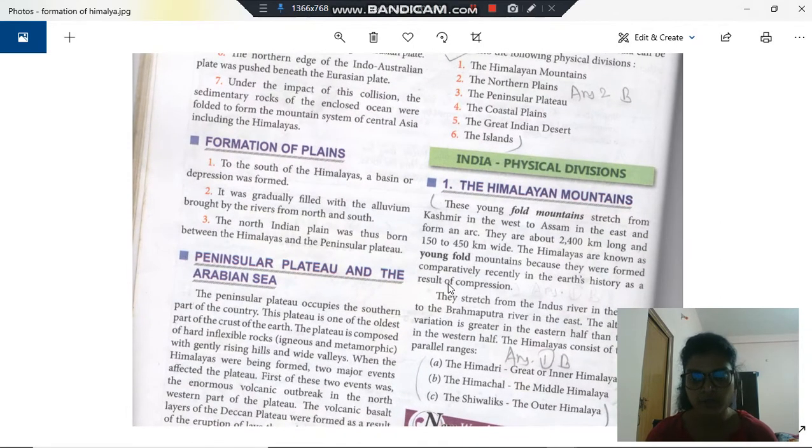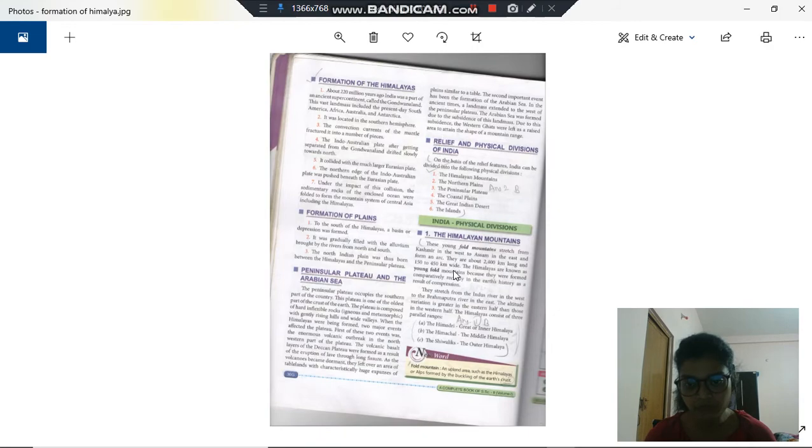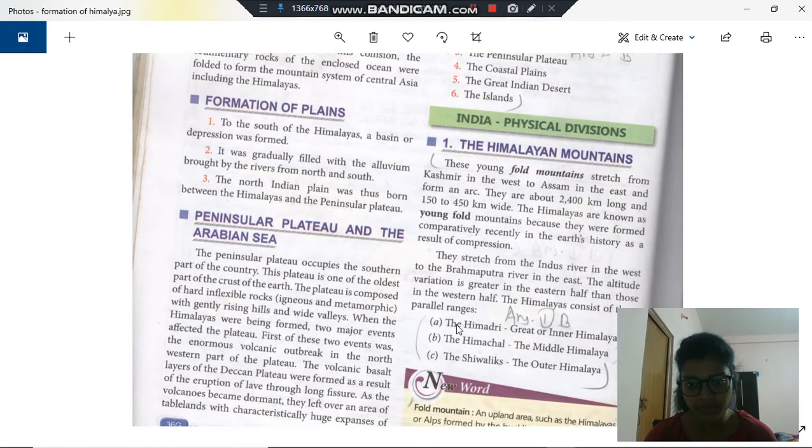Himalayan mountains. These young fold mountains stretch from Kashmir in the west to Assam in the east and form an arc. They are about 2,400 km long and 150 to 450 km wide. The Himalayas are known as young fold mountains because they were formed comparatively recently in the Earth's history as a result of compression. They stretch from the Indus River in the west to the Brahmaputra river in the east. The altitude variation is greater in the eastern half than in the western half. The Himalayas consist of 3 parallel ranges.